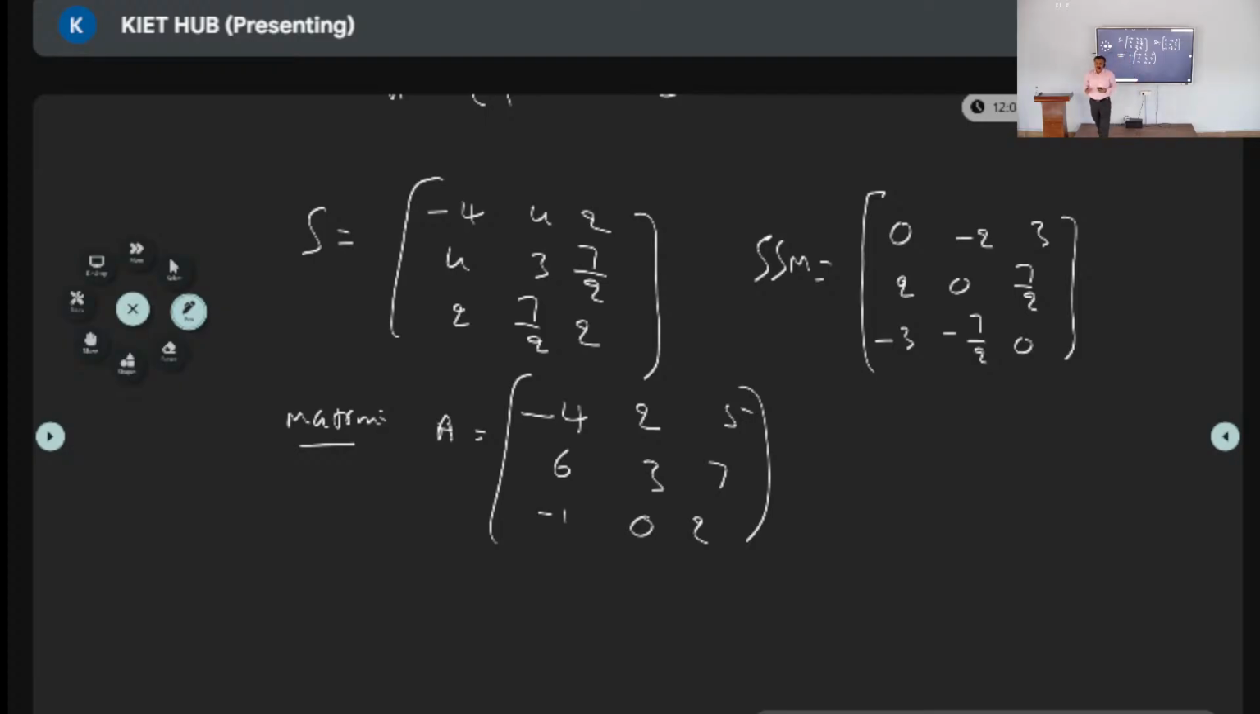This is a recent previous GATE question. Symmetric matrix and skew symmetric matrix are given. What is the original matrix? What have you done? Symmetric plus skew symmetric is equal to what? The original matrix A. A is equal to symmetric plus skew symmetric matrix. That is about symmetric and skew symmetric conditions.